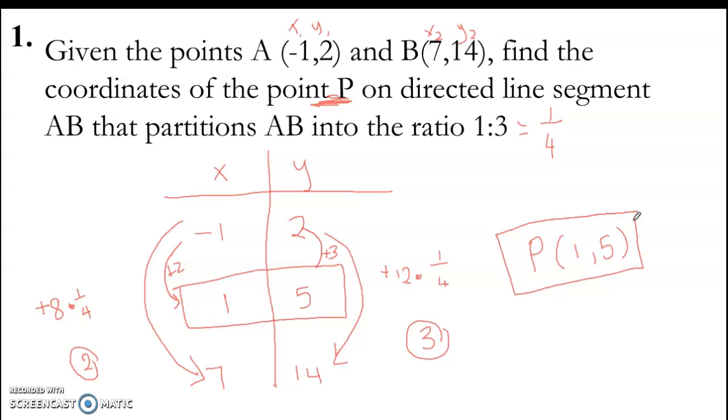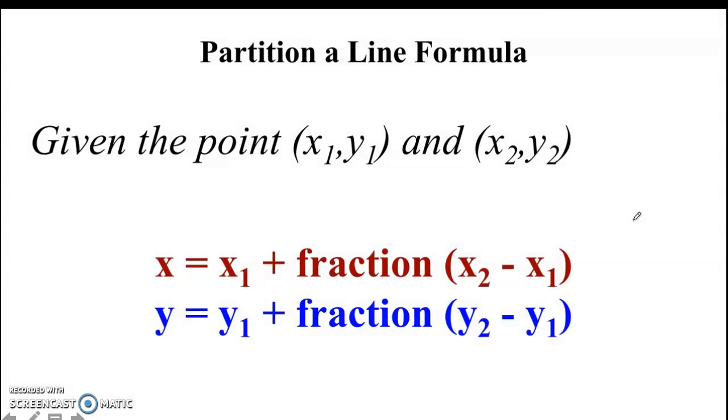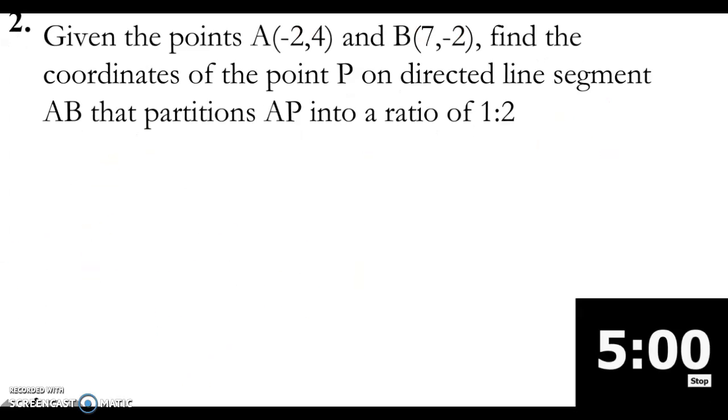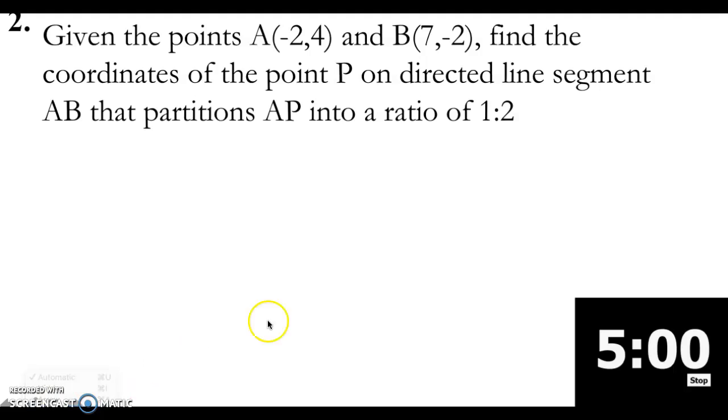There is another way of doing this. We could have done the formula. Now this is a formula that's not given on the Regents. So let's look at our second example. So we're going to do this both ways. It says given coordinates A -2, 4 and B 7, -2, find the coordinates of P. So let's look at example number 2, which I'm going to do with the formula as well as the T-chart method. So if I change my ratio into a fraction, it's 1/3. And then we're going to go ahead and label X1, Y1, X2, Y2.